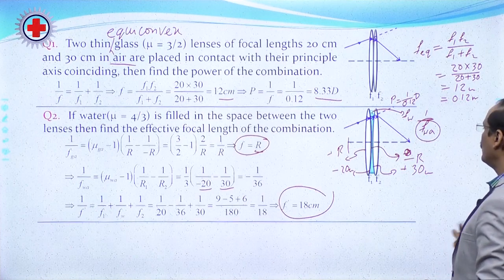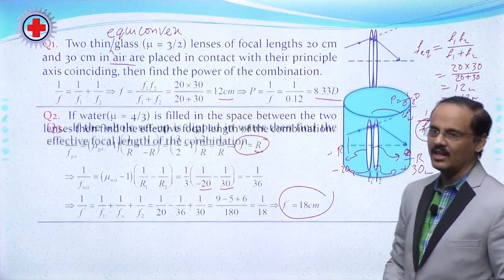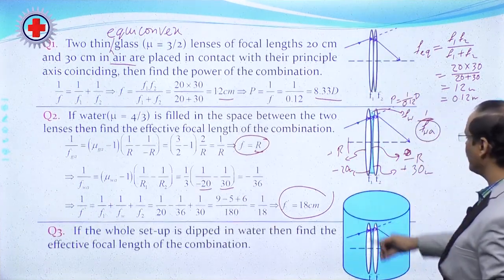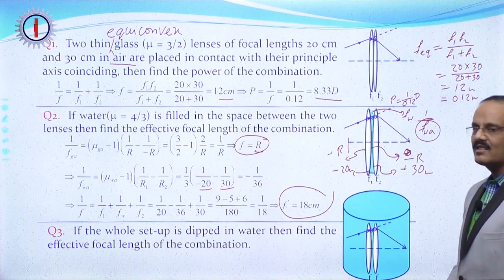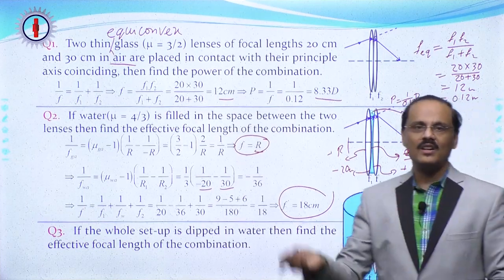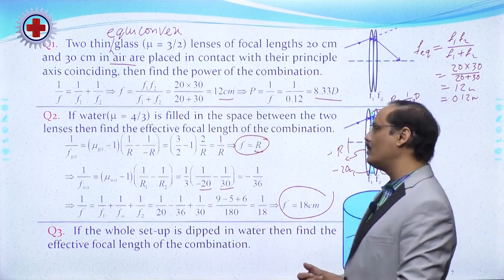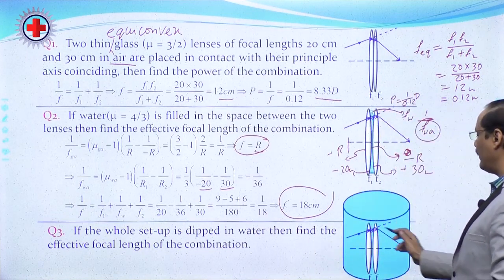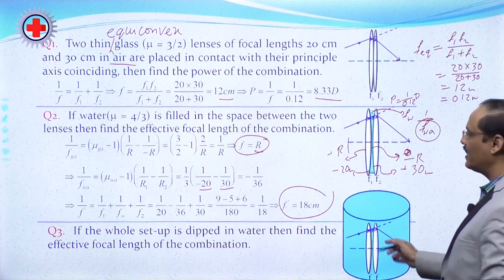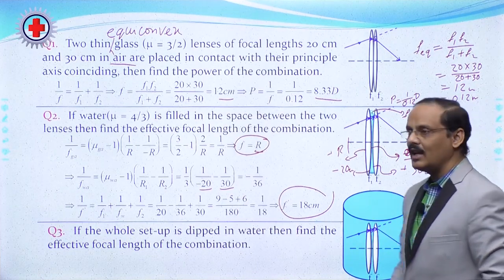Now, what do we do? We put the entire system in water. I dip the entire system in water, then the water lens vanishes. A water lens in water has no meaning, so that lens is no more present. Now, we again have two lenses in water in contact. So, what will happen?